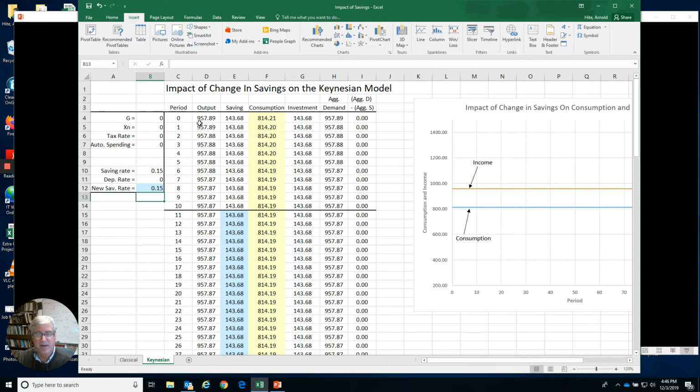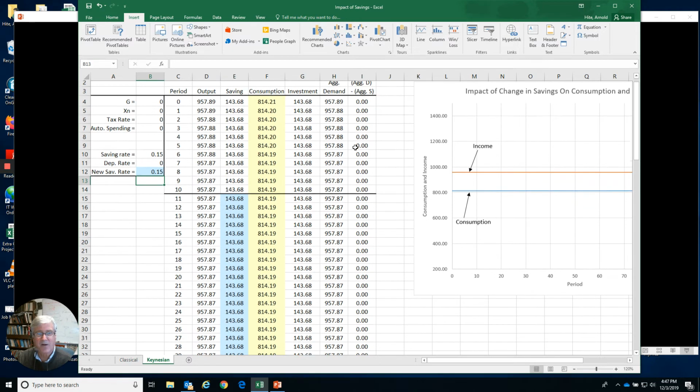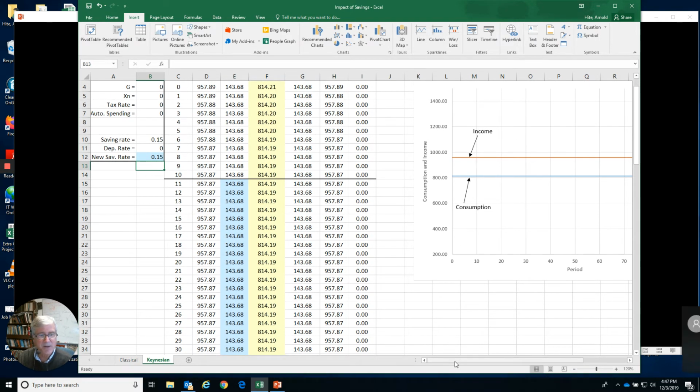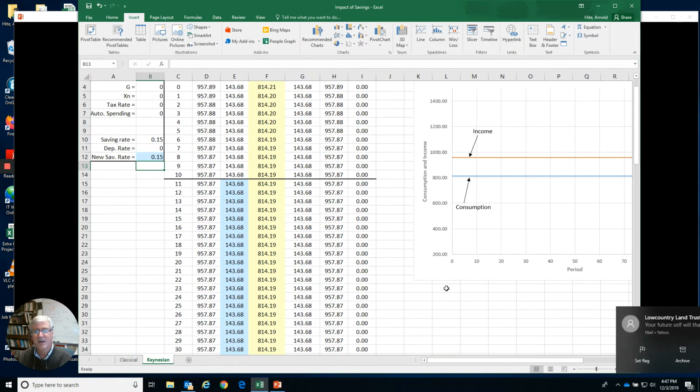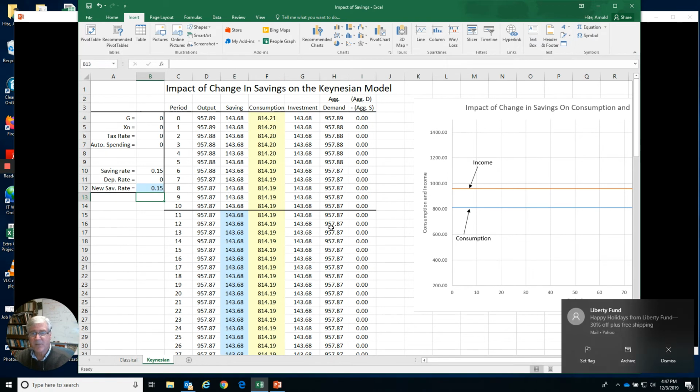Aggregate supply or income. So you see output is at 957.89, and that's exactly the same as the sum of consumption and investment. So this model is in equilibrium all the way down. And here's all the periods. You can look at them. Nothing is going on. Okay, now I've set this up in such a way that we can change savings right here in period 11.